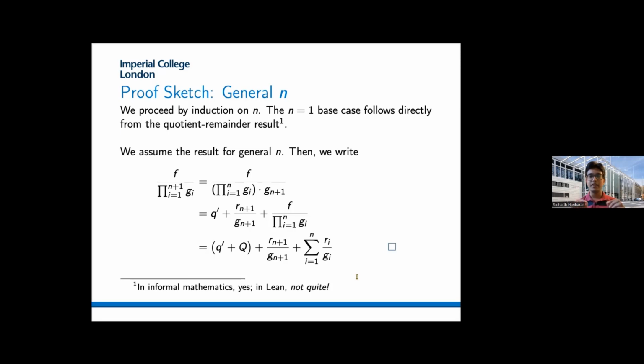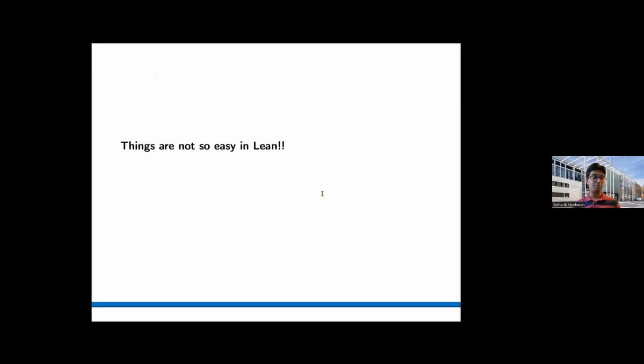In Lean, it's a little bit different, and we'll come to that at the very end of the talk. What we do is assume the result for general n, convert it into a two denominators case like so, then apply the previous result, and then we're done. So that's pretty much it. But see, things are not so easy in Lean. I really wish they were, but they're not.